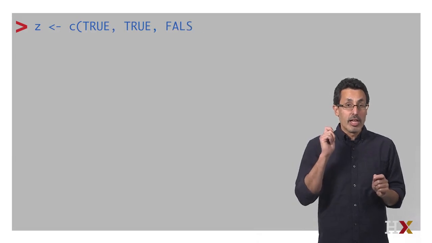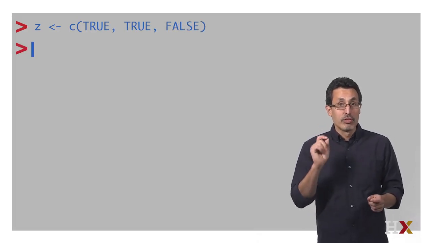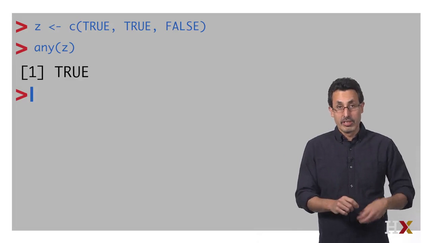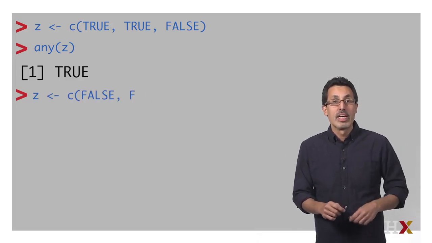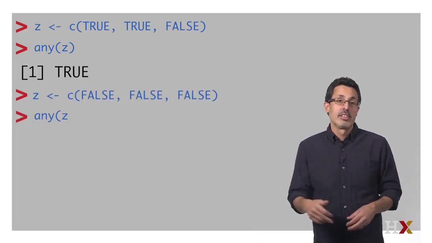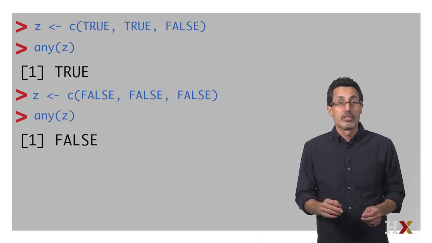All right, 2 more functions, any and all. These are also quite useful. The any function takes a vector of logicals and returns true if any of the entries is true. So here's an example. If I apply any to the vector true, true, false, I get a true because at least one of them is true. If I apply it to false, false, false, I get a false because none of them are true.